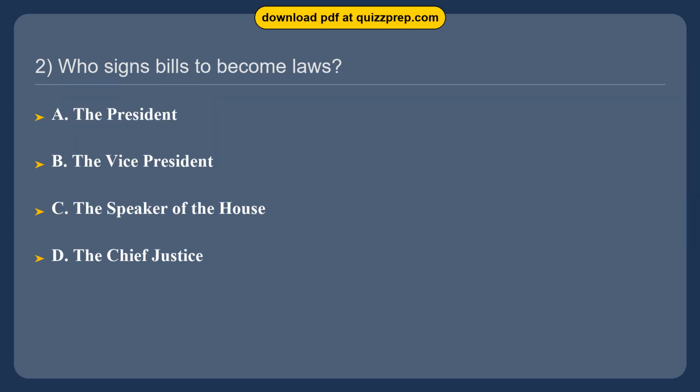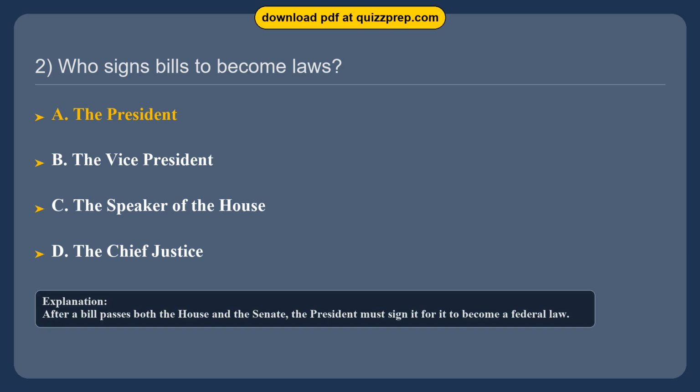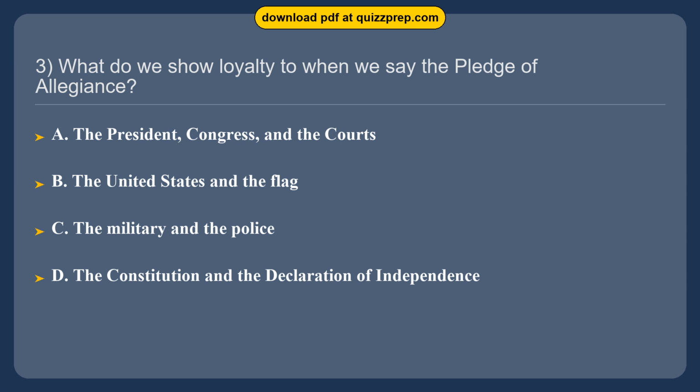Question 2. Who signs bills to become laws? Option A, the President. Option B, the Vice President. Option C, the Speaker of the House. Option D, the Chief Justice. The correct answer is option A, the President. After a bill passes both the House and the Senate, the President must sign it for it to become a federal law.